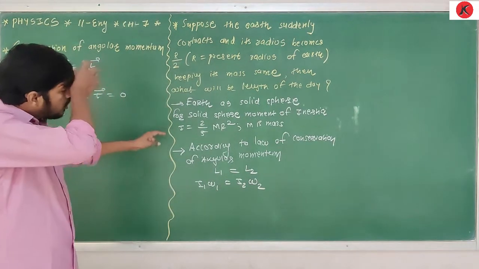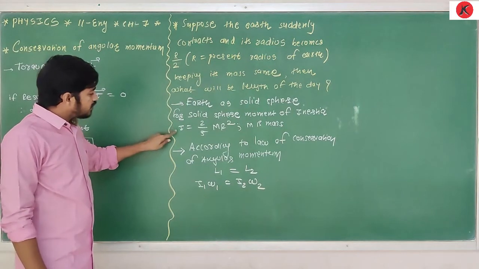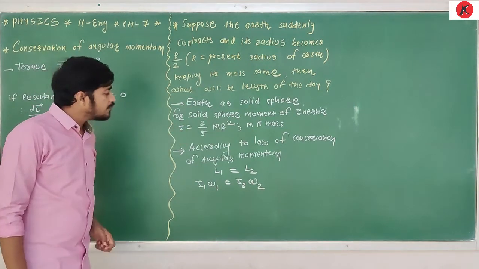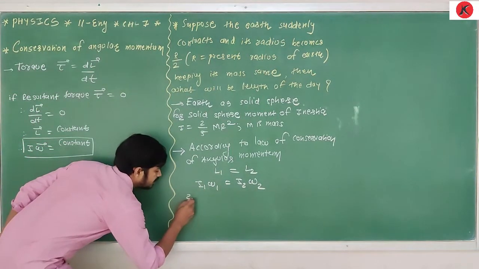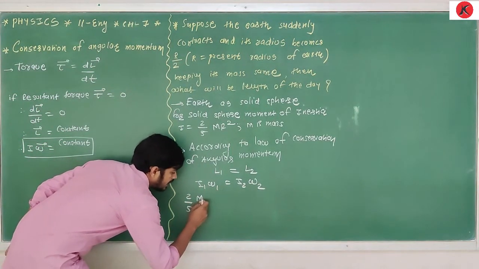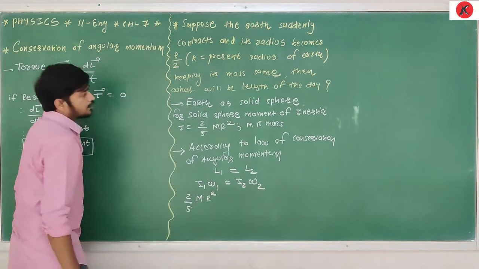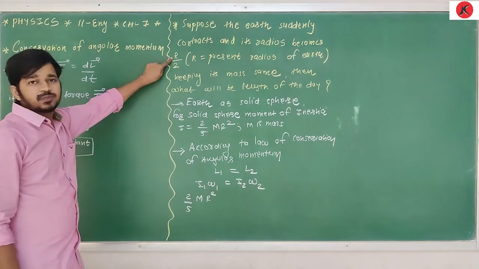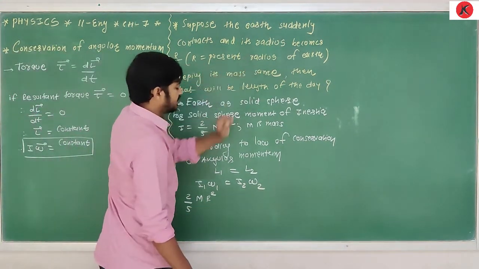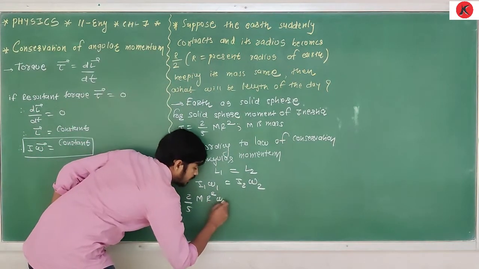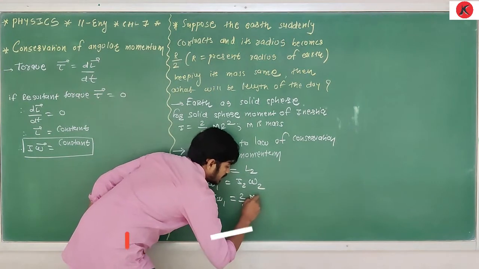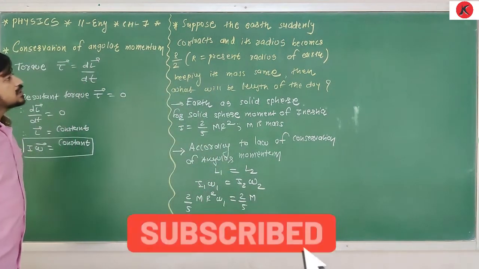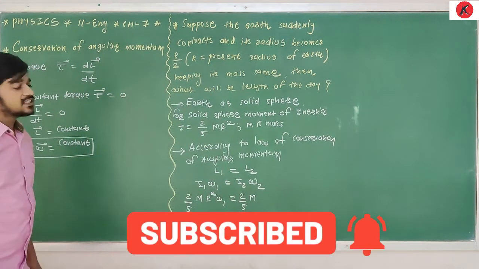Now for a solid sphere, what is the equation of moment of inertia? I is equal to 2 by 5 mr squared. Okay, see how to write this. Here I1 is 2 by 5 m r squared, because at present its radius is r, so it is mr squared omega 1 is equal to 2 by 5 m, where the earth suddenly contracts and its radius becomes r by 2.